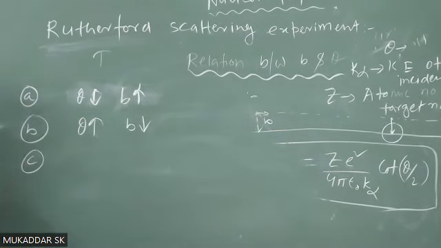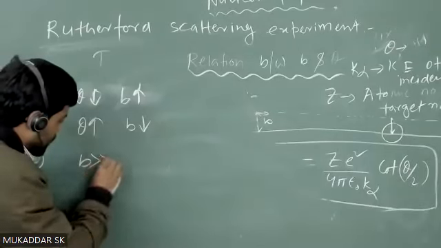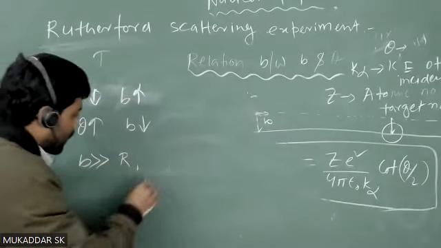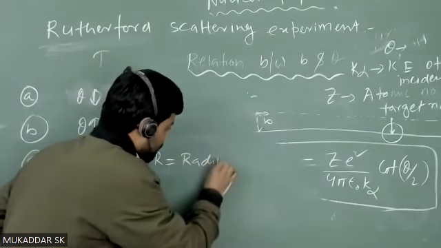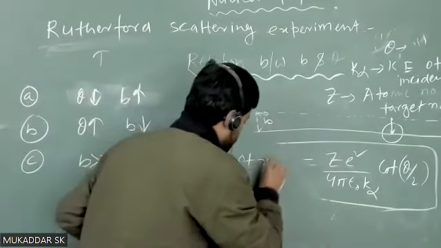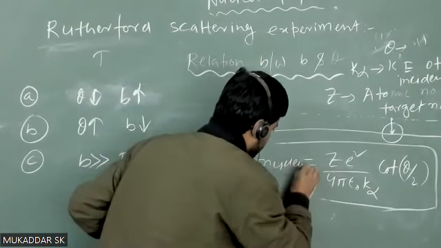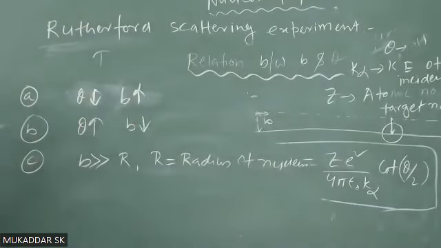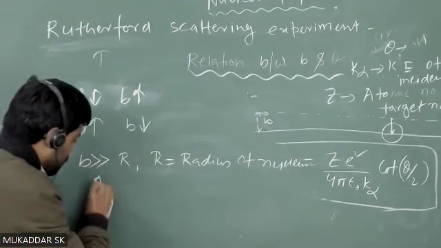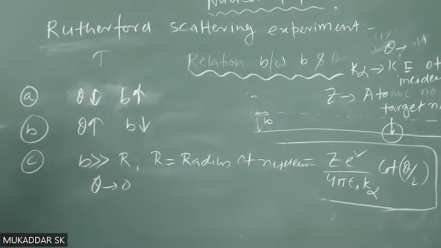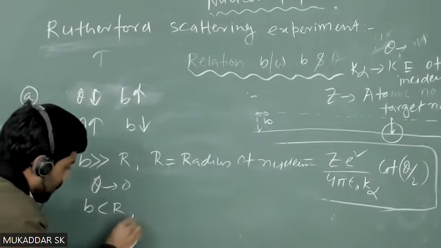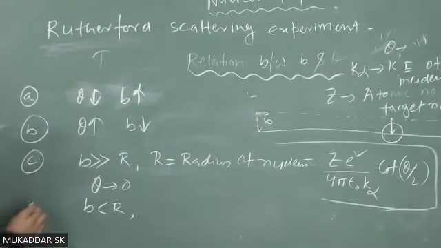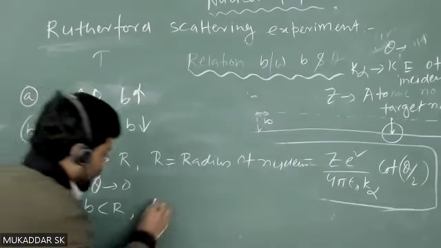And tell me, if b is much greater than r, r क्या है यहाँ पे? Radius of nucleus. Then what will happen? Theta is equal to 0 degree. Exactly, theta will be 0. Now if b less than r, tell me what will happen? Theta is equal to 180 degree. Exactly.